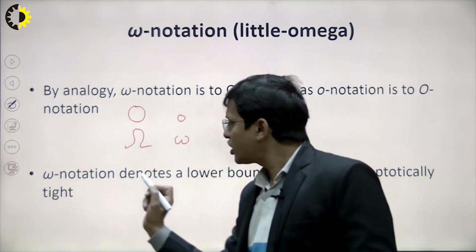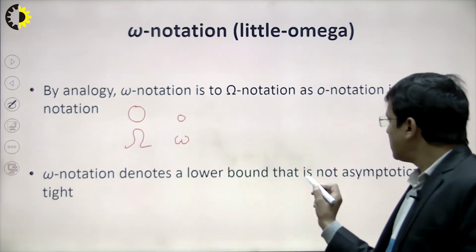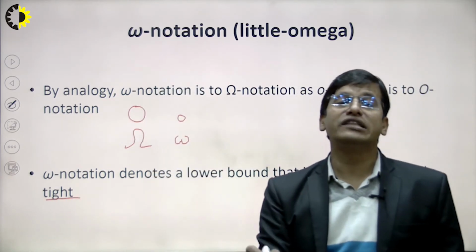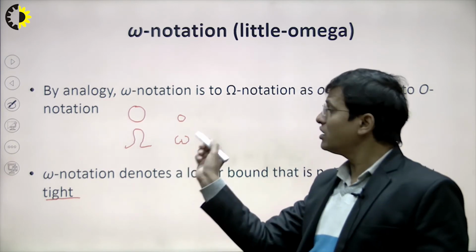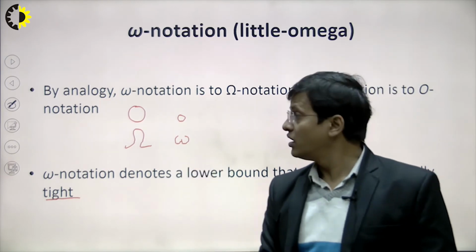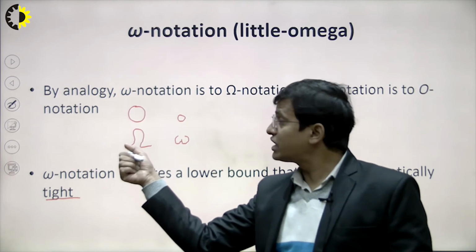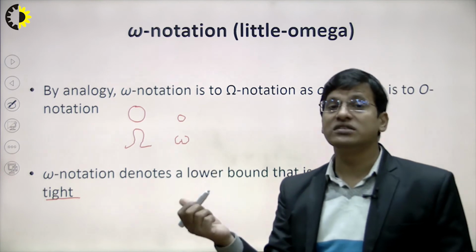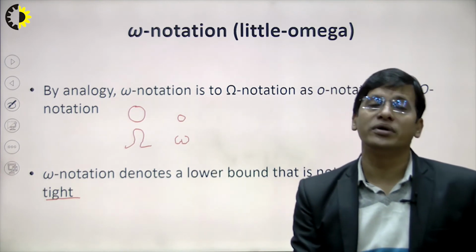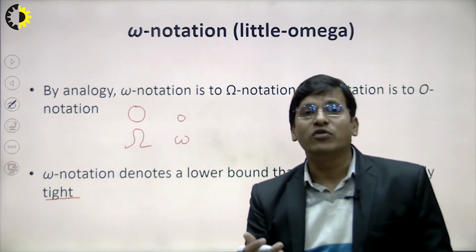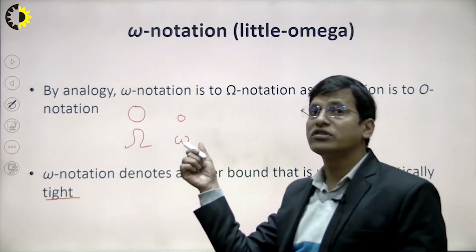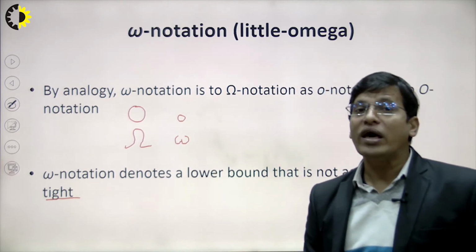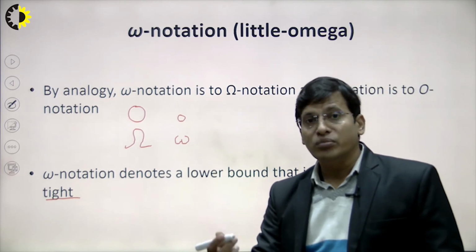So now the little omega notation denotes a lower bound that is not asymptotically tight, because we are not considering the equality condition in the little omega notation, right? And we have considered the equality condition in the big omega notation, so that is tight. Asymptotically lower tight we can say, but for the little omega notation we cannot say tightly bound, because we have not considered the equality condition between f of n and g of n.